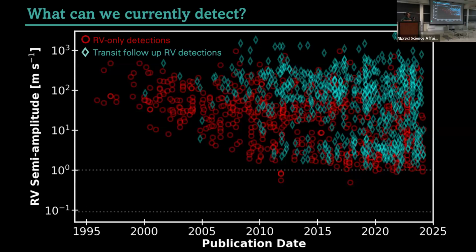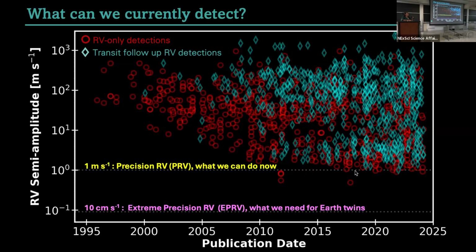Some nomenclature for the field is that 1 meter per second detections, 1 meter per second semi-amplitudes of planets, is what we can do now. We do that pretty robustly in the field, and this is precision radial velocity. What we're aiming for when we think about looking for Earth twins, so an Earth-sized planet on a temperate orbit around a star like the Sun, is 10 centimeter per second precision. That's what we in the field call EPRV. And then there's this squishy space between, detections in the 30 to 50 centimeter per second range. This is the current bleeding edge of what the field can do now, and what I often refer to as E in parentheses, PRV.